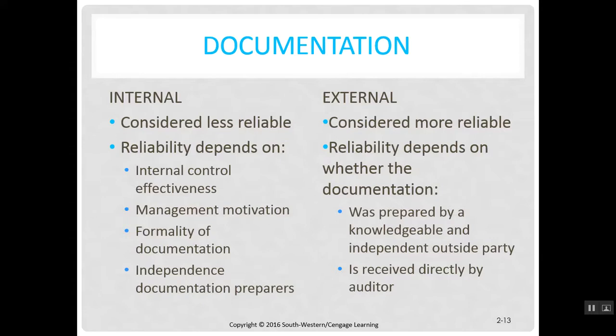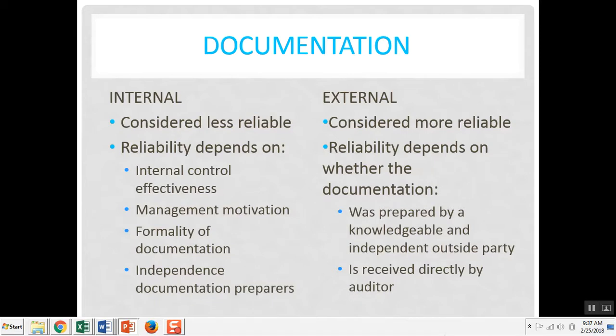There's two different types of documentation. There's internal and external. Internal evidence is always considered less reliable. This doesn't mean that it isn't reliable. It's just less reliable than if you were obtaining external evidence. Internal evidence comes from inside the company that you're auditing, and the reliability depends on the internal control effectiveness. So if they have effective internal controls, it becomes more reliable. If they have ineffective controls, then it's less reliable.